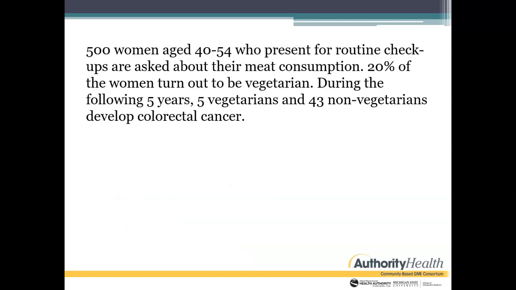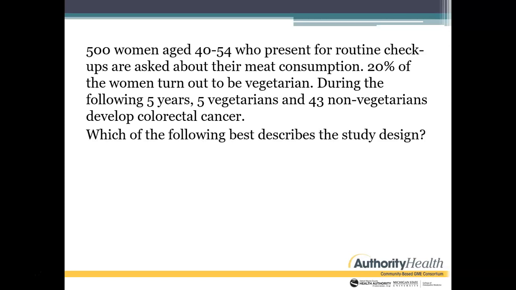All right. 500 women aged 40 to 54 who present for routine checkups are asked about their meat consumption. 20% of the women turn out to be vegetarian. During the following 5 years, 5 vegetarians and 43 non-vegetarians develop colorectal cancer. So what kind of study design are we looking at? We have a group of women, and in this group, 20% are vegetarian. So we follow them out prospectively, and we see how many of the vegetarians developed colorectal cancer versus how many of the non-vegetarians.